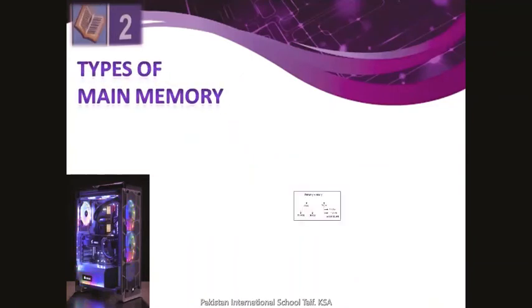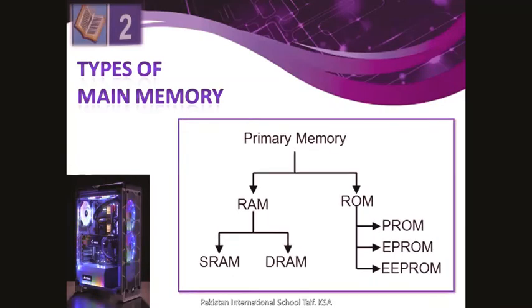Types of main memory. Here you can check the primary memory and the types of main memory: RAM and ROM. RAM is further divided into SRAM and DRAM. ROM is divided into PROM, EPROM, and EEPROM. So primary memory means the main memory, internal memory, and it can be classified into two types, RAM and ROM. Basically, RAM and ROM are types of main memory, and they are further divided into 2 and 3 types.